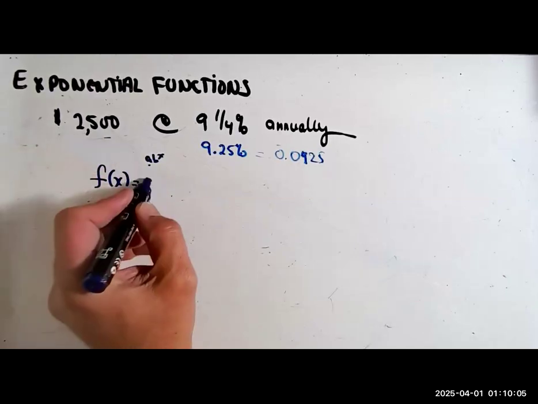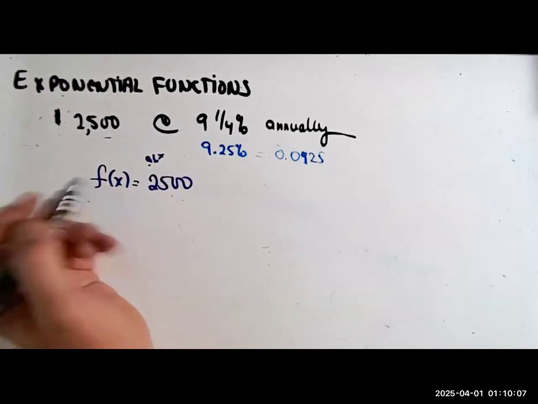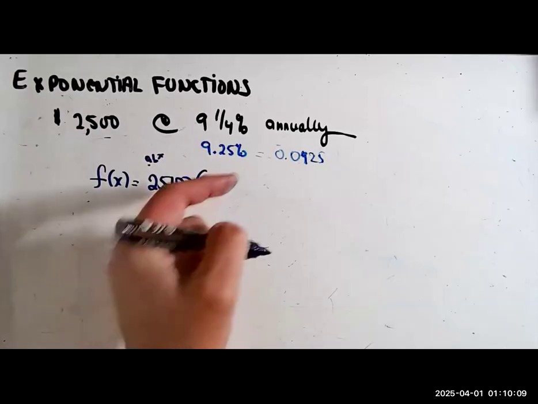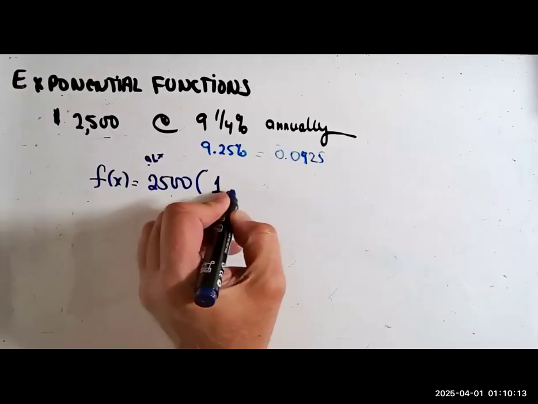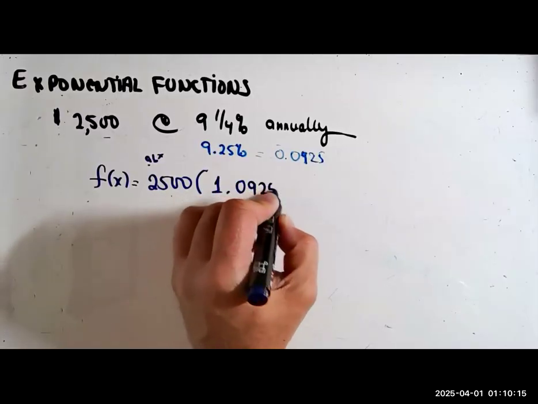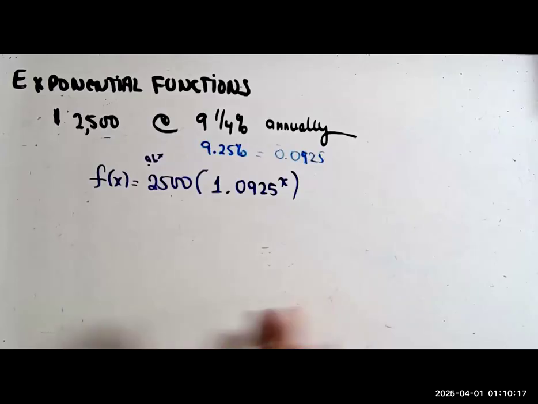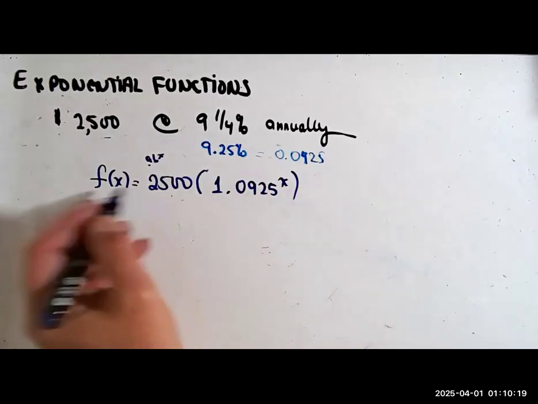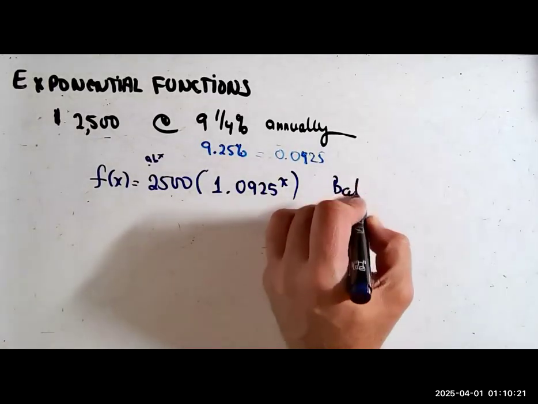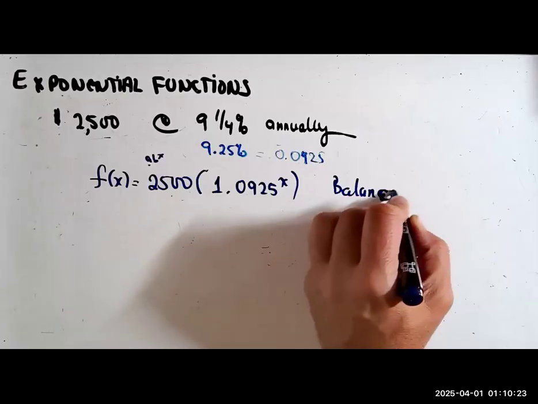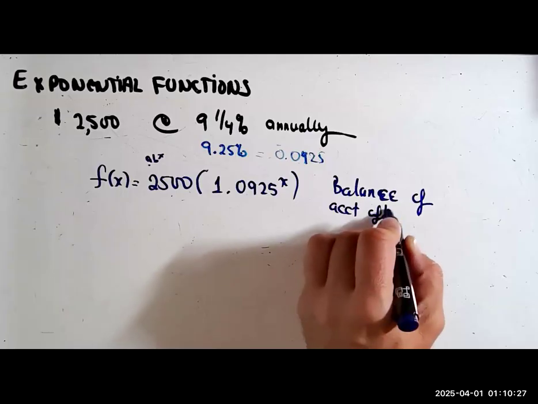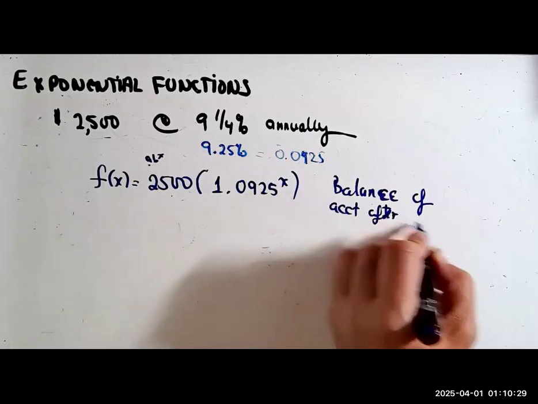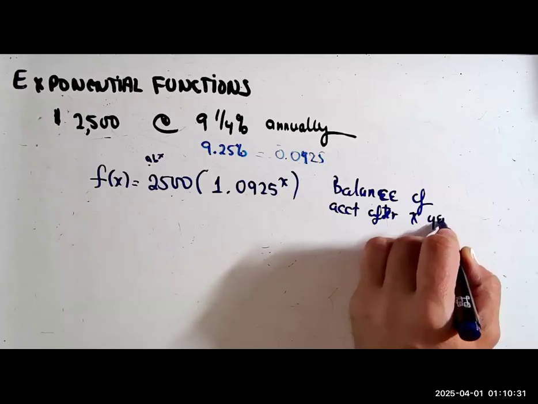My initial value is 2,500. Now, that's the seed money. And its growing will be 1 plus this guy, so 1.0925 to the x. Now, let's say this will be the balance of the account after x years.